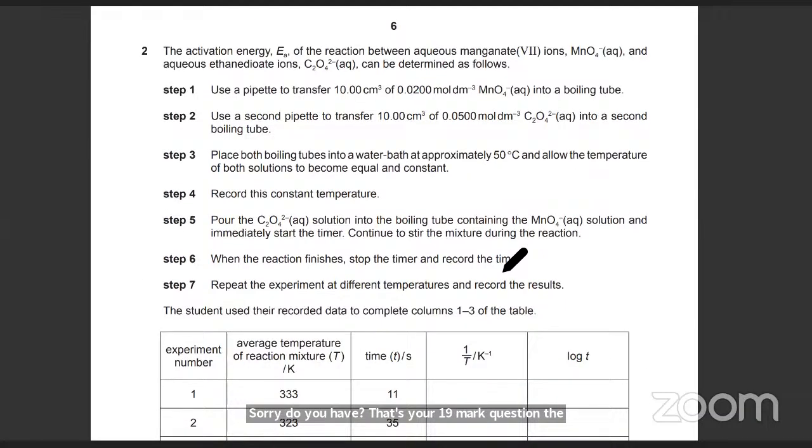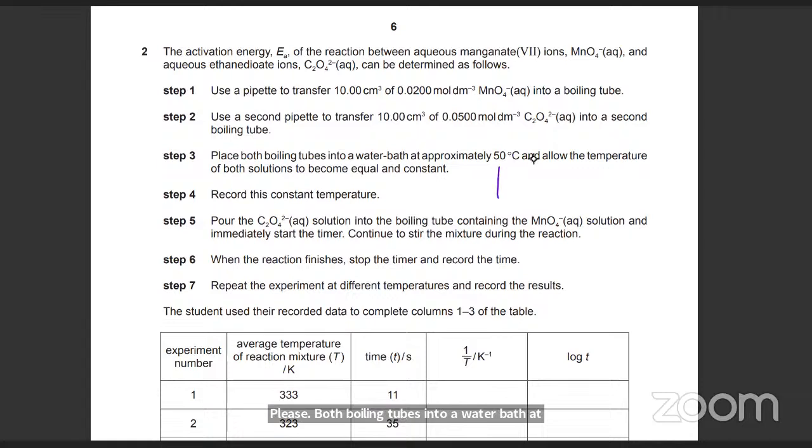The second one is about graphs. The activation energy, Ea, of the reaction between manganate(VII) ions and ethanedioate ions, C2O4, can be determined as follows. Use a pipette to transfer this much KMnO4 into a boiling tube. Use a second pipette to transfer C2O4 into a second boiling tube. Place both boiling tubes into a water bath at approximately 50 °C. So there are two separate test tubes: one has ethanedioate, the other one has KMnO4.